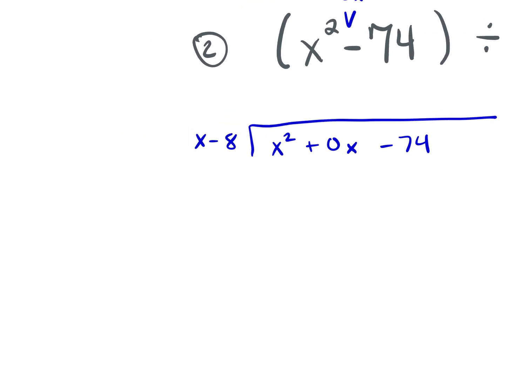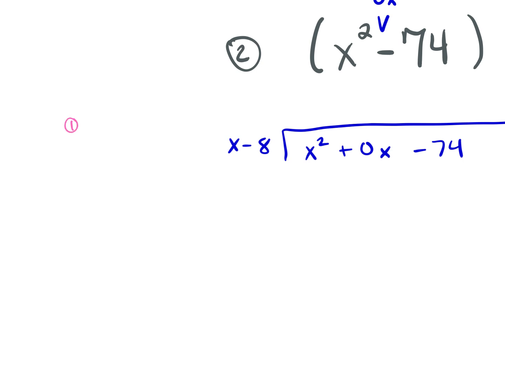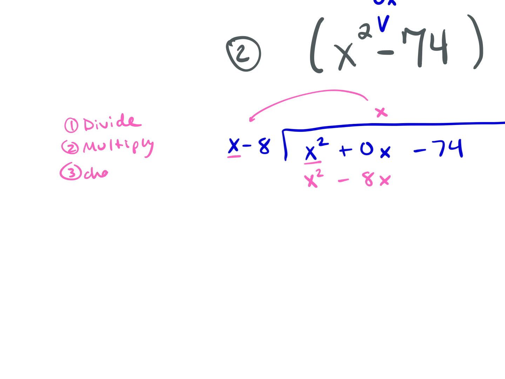So what's the first step when we do long division? Divide. x squared divided by x is x. Step 2, multiply. So x times everything out front. x times x would be x squared. x times negative 8 would be negative 8x. Step 3, change the signs and combine.